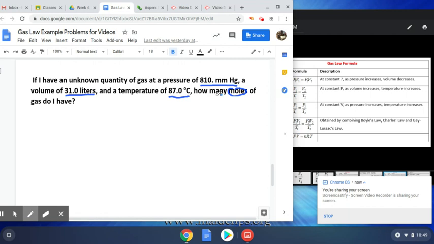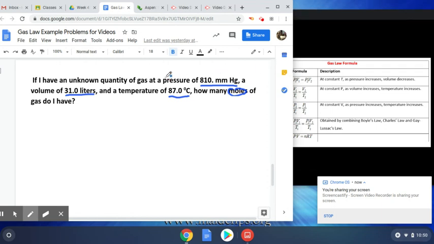one right here. Okay? So here, mmHg, if you're not sure what that is, first of all, it says pressure right here. Also, you can look on your variable chart like we have been doing. So this is going to be pressure. Volume of 31.0 liters. Temperature of 87 degrees Celsius.